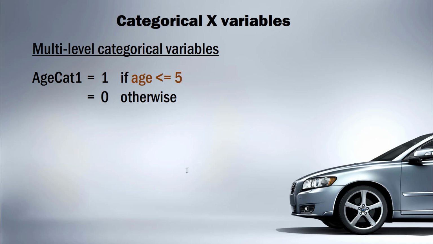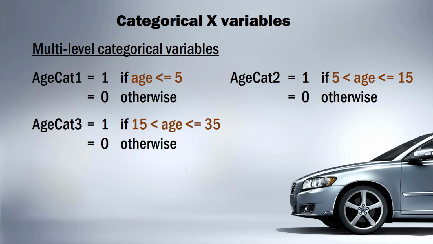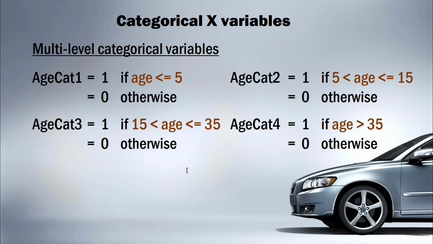And what we're going to do is actually construct 4 separate age category variables. We're going to use age cat 1, which will equal 1 if age is less than or equal to 5, and will equal 0 otherwise. We're then going to use age cat 2, which is the same deal but for the age category 5 to 15. Age cat 3 is equal to 1 if age is between 15 and 35, and finally age cat 4 is for those vintage cars more than 35 years old.